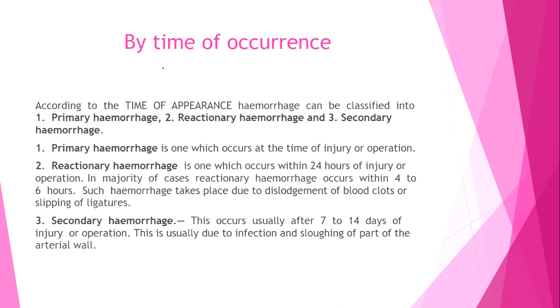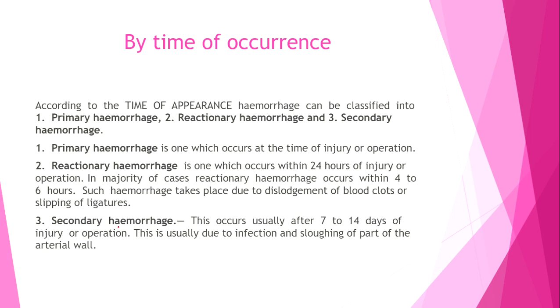By time of occurrence. According to the time of appearance, hemorrhage can be classified into primary hemorrhage, reactionary hemorrhage, and secondary hemorrhage. Primary hemorrhage is one which occurs at the time of injury or operation. Reactionary hemorrhage is one which occurs within 24 hours of injury or operation. In majority of cases, reactionary hemorrhage occurs within 4 to 6 hours. Such hemorrhage takes place due to dislodgement of blood clots or slipping of ligatures.